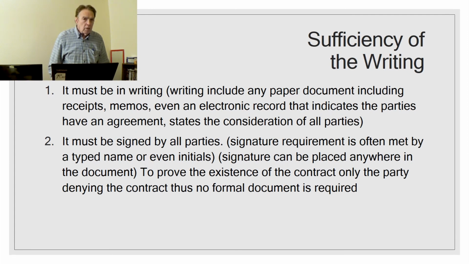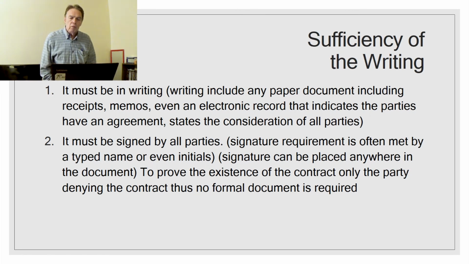So it's a very good ideal to have it in writing. Obviously, you need it in writing in many of these cases, and if you don't have it in writing, you can have all kinds of problems. And so proving it is a problem. Now, also, an electronic record can indicate the parties have an agreement and state the consideration of all the parties. You need to properly document that recording at the time. Have both parties sign some sort of documentation that this is a recording of what your agreement is, because you still have the signature requirement.